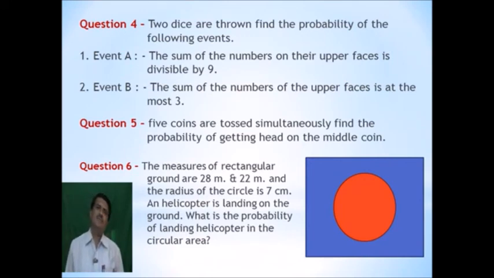This example can be solved by using the formula: probability of the helicopter landing in the circular area is equal to area of circle upon area of rectangle. We can solve such types of examples by using the probability concept.